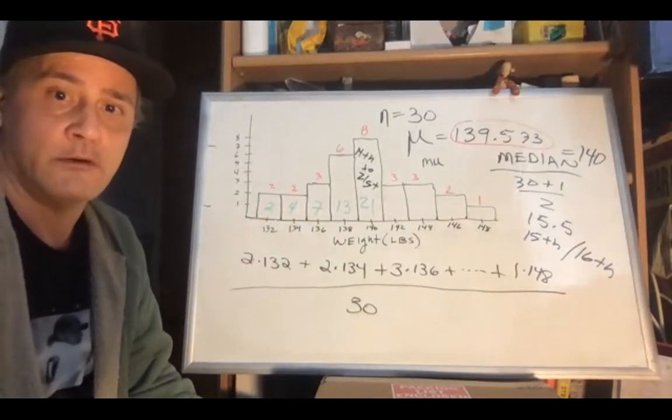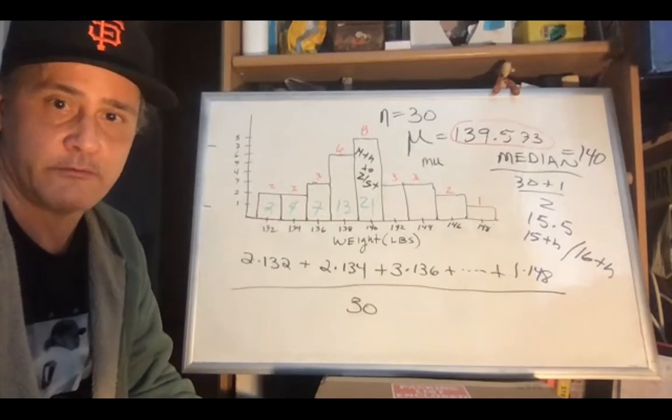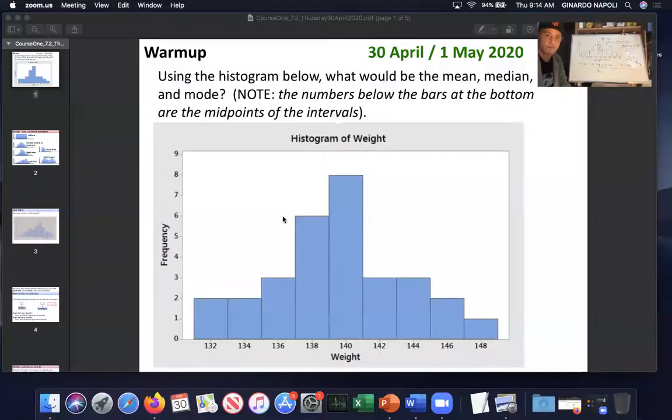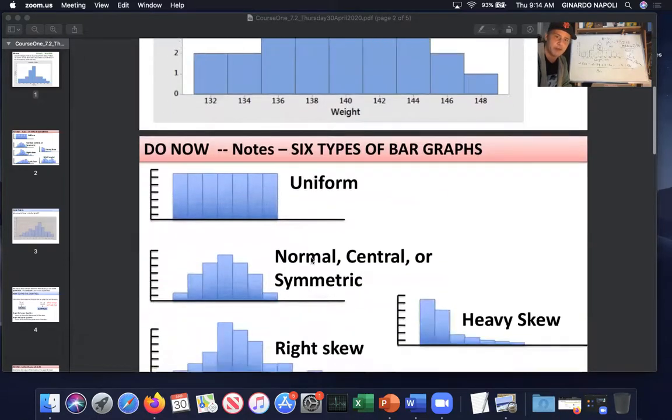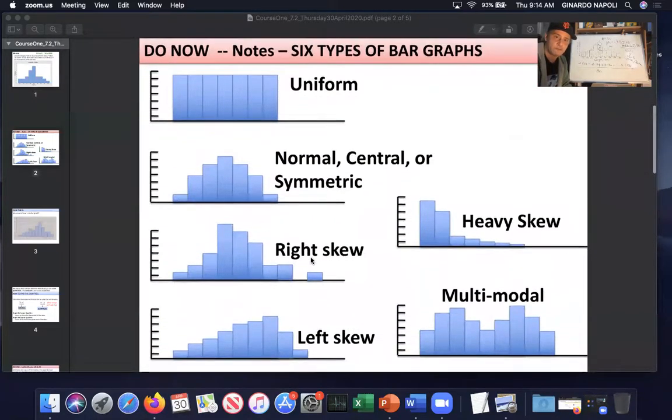All right, so we're gonna look at some types of bar graphs, right? And so if you look at this, here's the mode, and there's bars to the left of the mode, and there's bars to the right of the mode. So it looks like there's a little bit more to the left, just by looking at that without being mathematical. Okay, these are the six types of bar graphs.